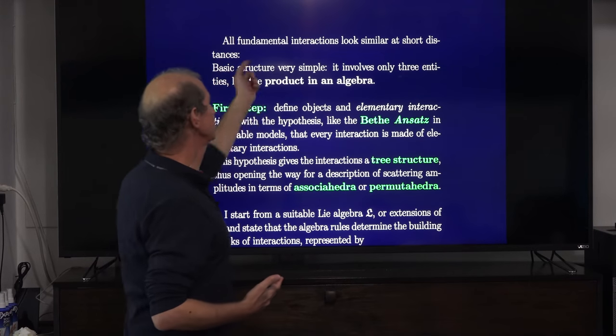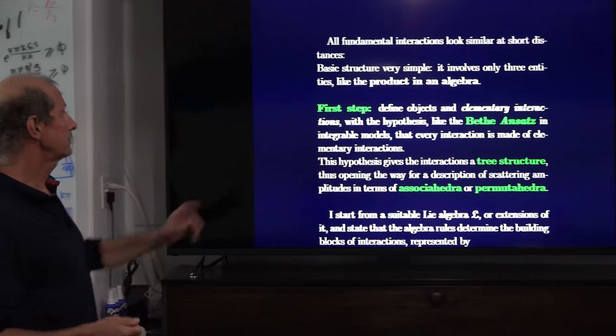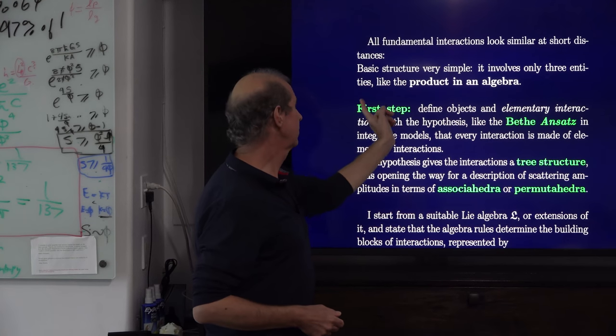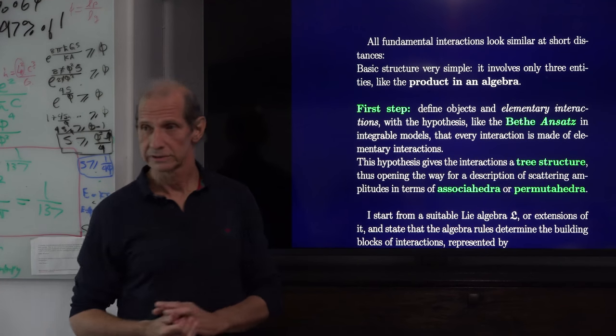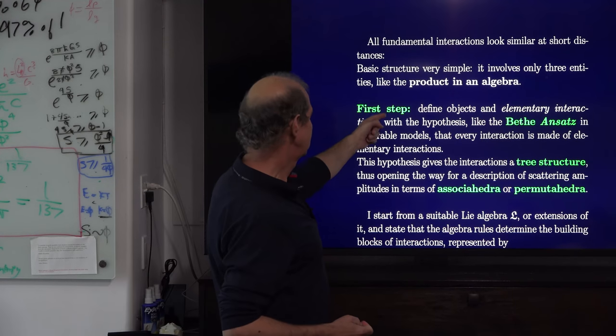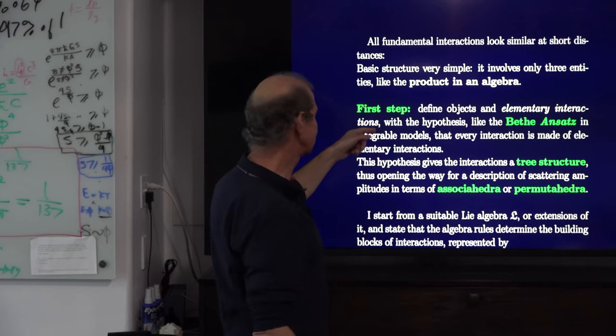All fundamental interactions look similar at short distances. The basic structure is very simple. It involves only three entities, like the product in the algebra. So here we come to Marcel a little bit.